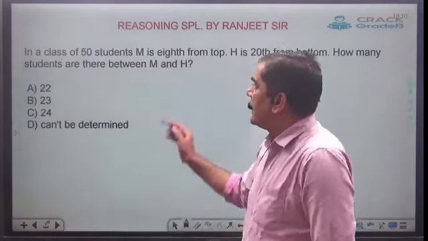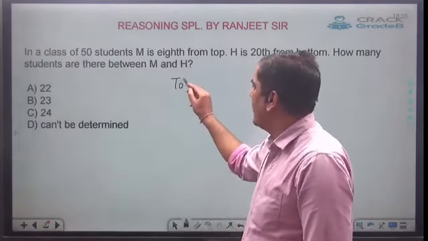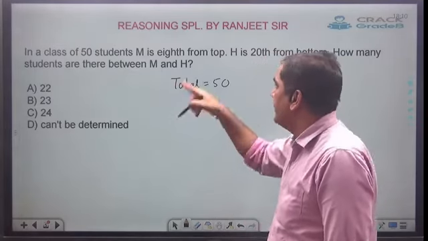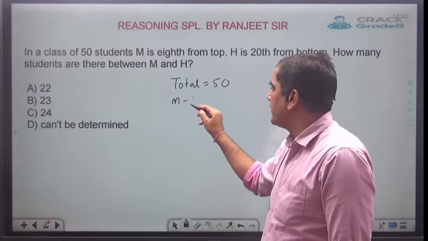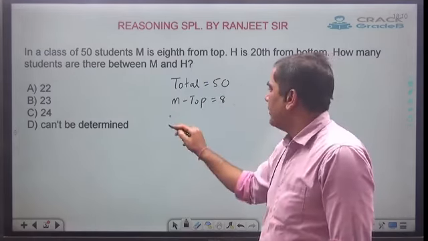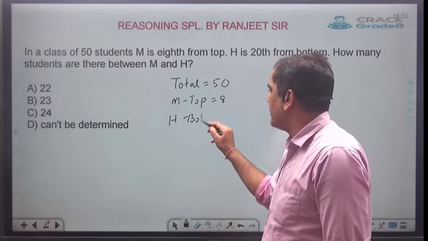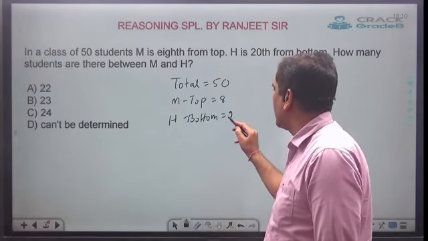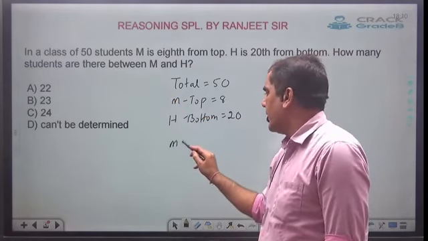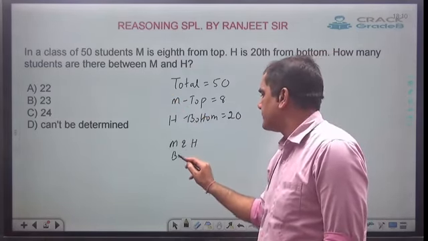See here, in a class of 50 students, total is given to be how much? 50. Now here saying M is 8 from top. So M position from top is given to be 8, and H is 20th from bottom. So H position from bottom is given to be 20th. Okay. Now they are asking how many students are between M and H. So they are asking for M, H between.